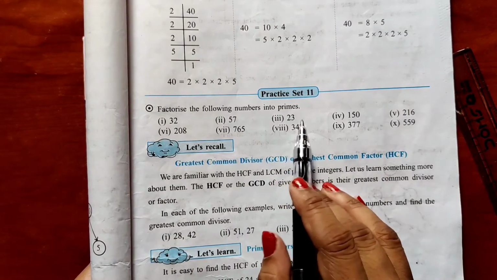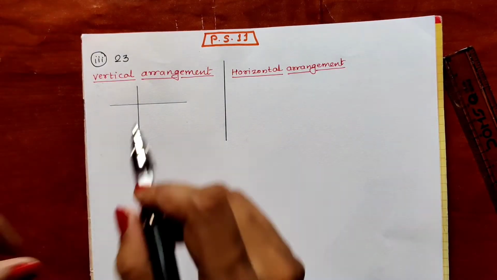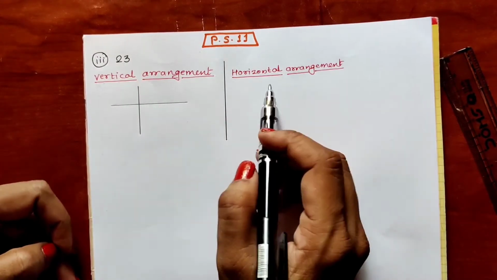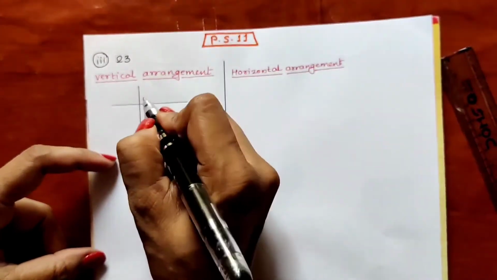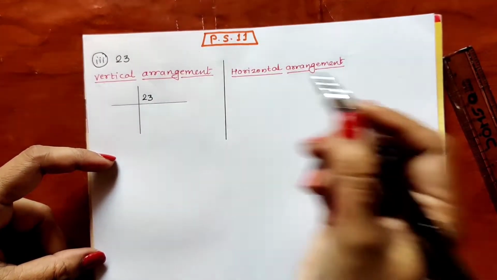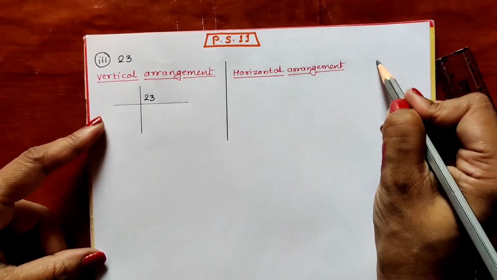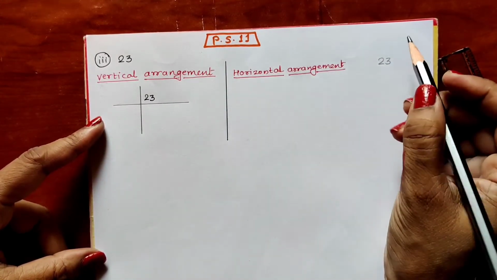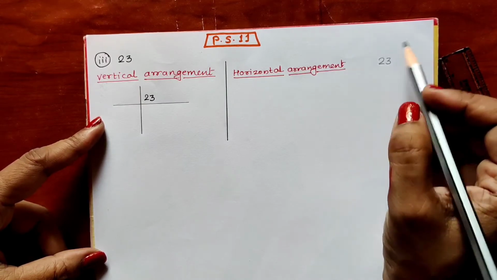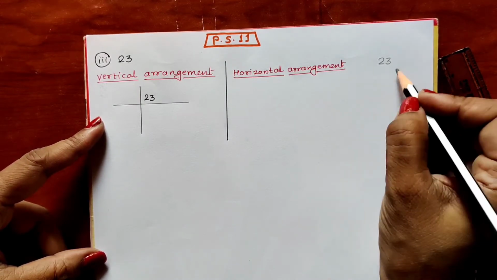Third number is 23. We have to find the factors of 23. Let us find it out. We will be finding by vertical arrangement as well as horizontal arrangement. So first we write 23 here. Now we all know 23 is a prime number because it is not there in any table except 1 and 23. That means it is divisible by 1 and itself.